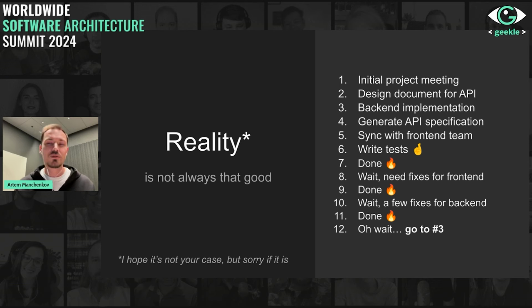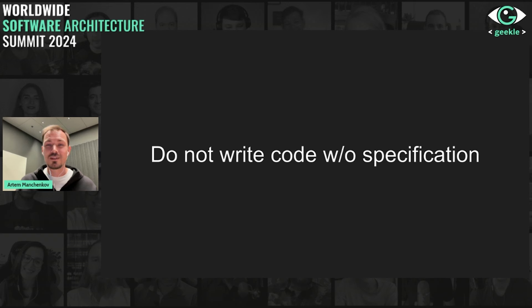I believe this is one of the biggest problems in our development lifecycle. So what do we do to improve that? And I believe everybody already knows. The answer is simple. Just don't write code without specifications. Easy. So what's the reason why we all keep doing it wrong then?